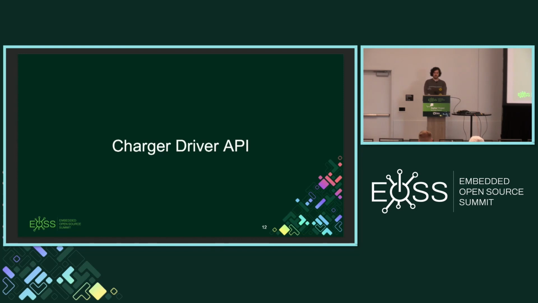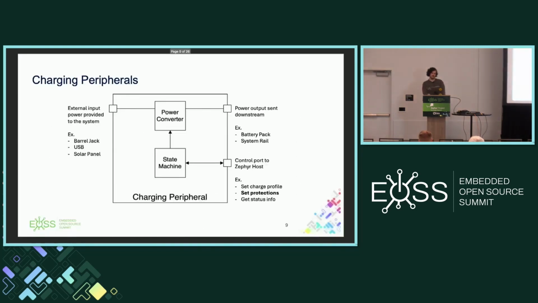There's also, I mentioned it right here, some status info and some telemetry that the state machine does expose, and that could be valuable to your specific application and your charging task loop.